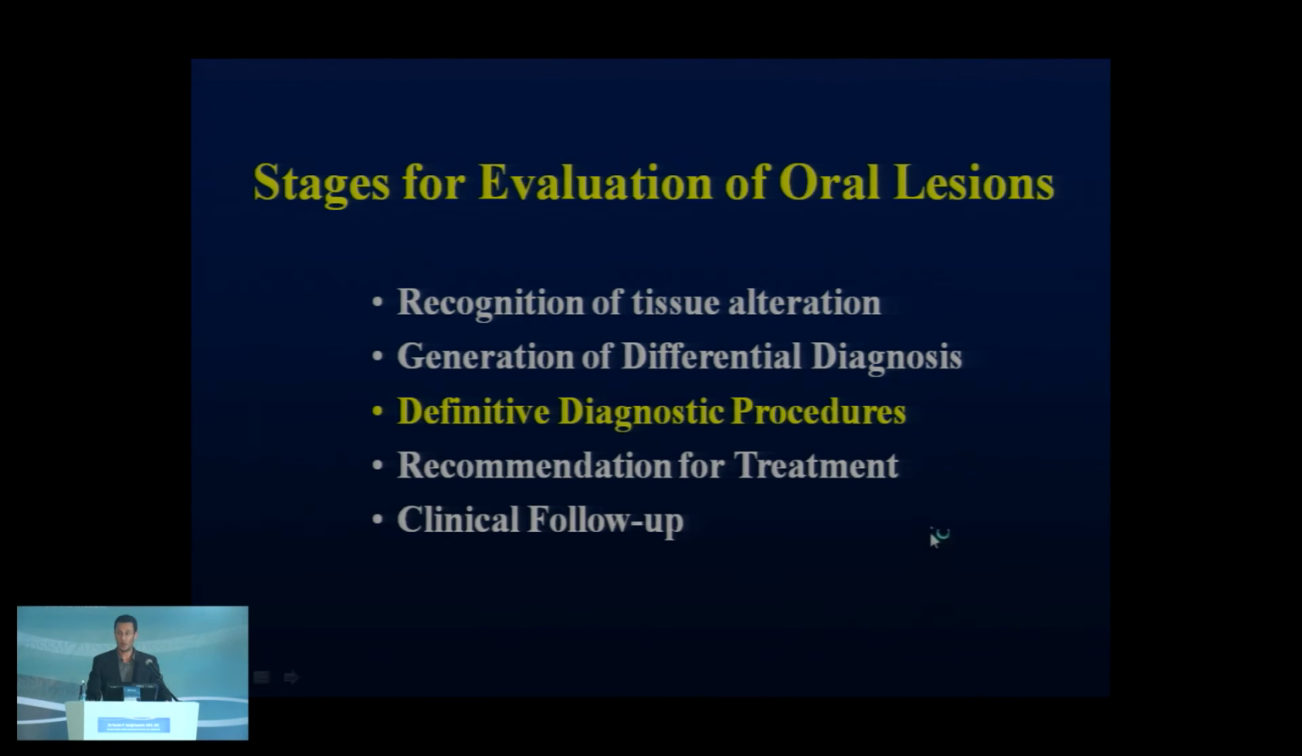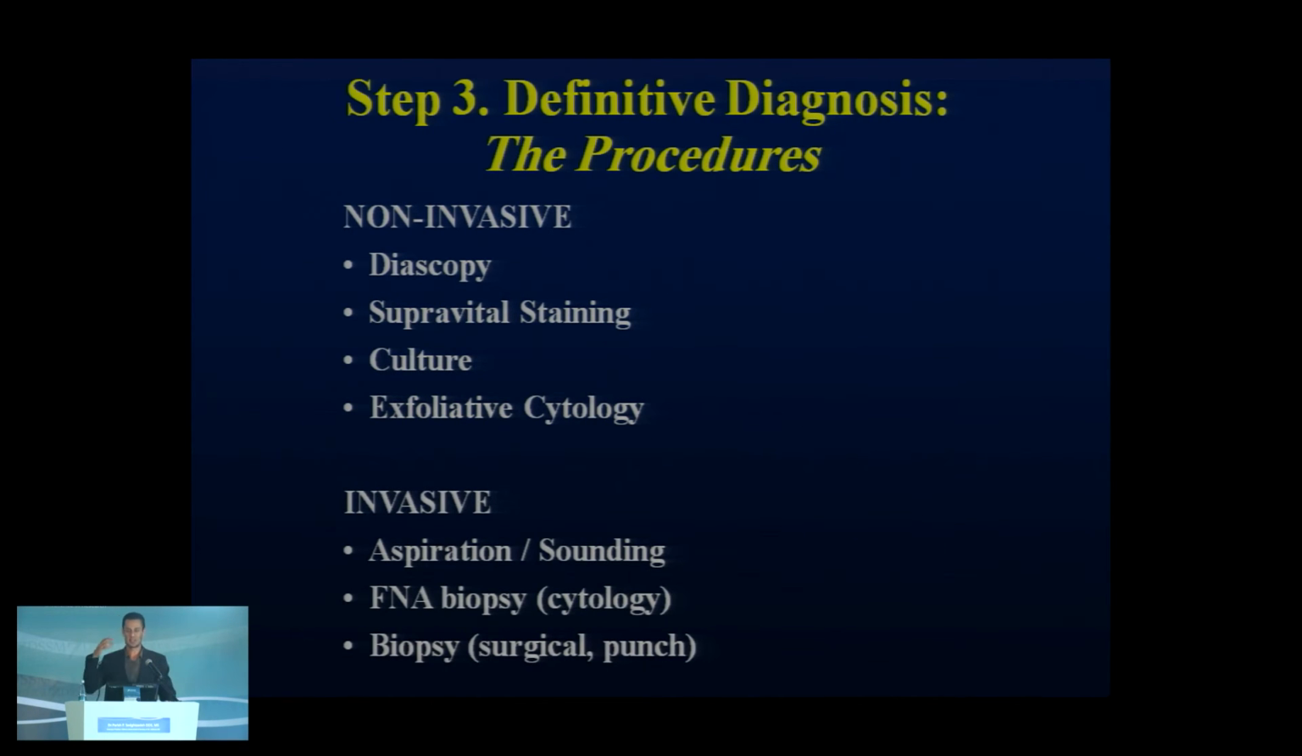All right, so that's the art of differential diagnosis. Identify the abnormality, know what's there, and then figure out whether it's developmental, reactive, or neoplastic, and then your differentials come from that. So you can always do a definitive diagnostic procedure, right? There are procedures that are non-invasive and invasive. Non-invasive procedures like diascopy. Diascopy is just a fancy term for blanching a lesion that looks vascular, and if it gets pale or it blanches, then you know that it's vascular.